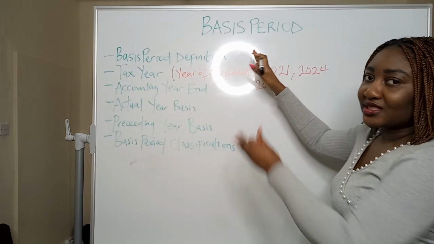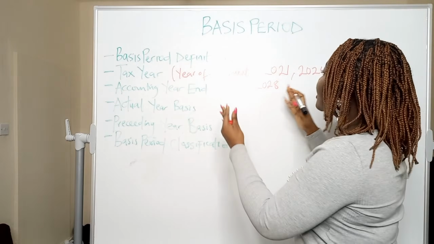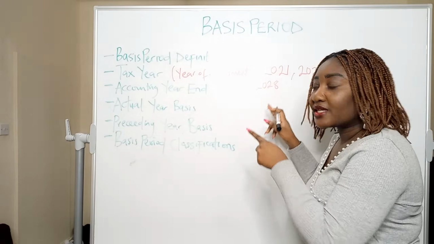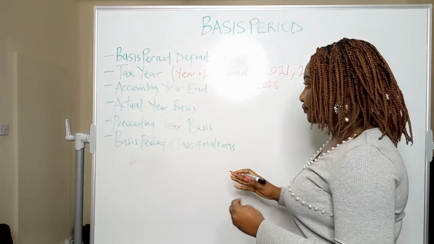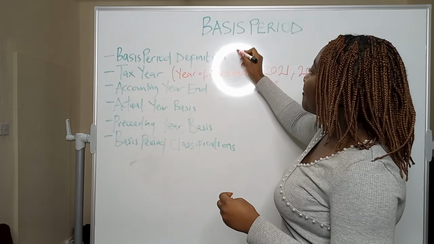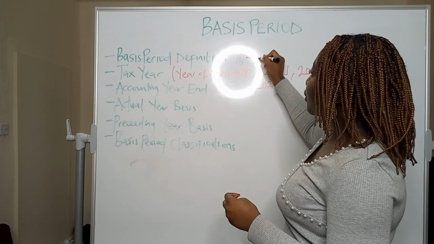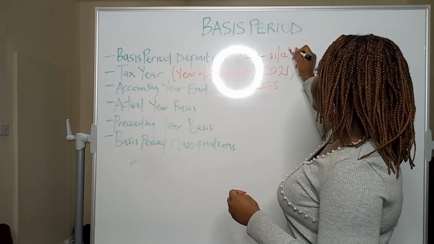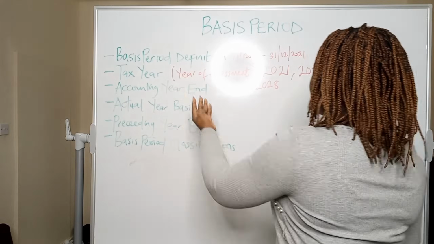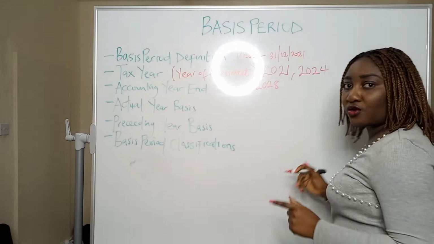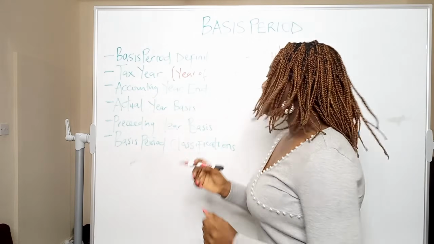While basis period is a period of time, the duration is a time frame. So for 2021 tax year, there's a basis period for it. There's a period that tax year covers. So a basis period is a time frame like 1st January 2021 to 31st December 2021. This is a basis period, just like the words imply. Tax year is the year under consideration, the year we are looking at.